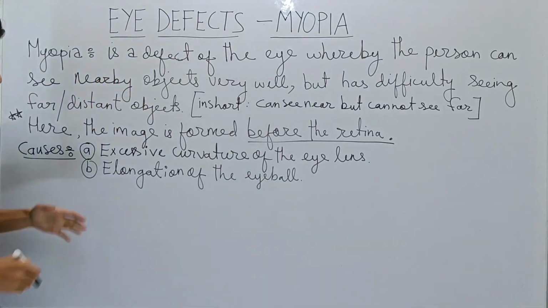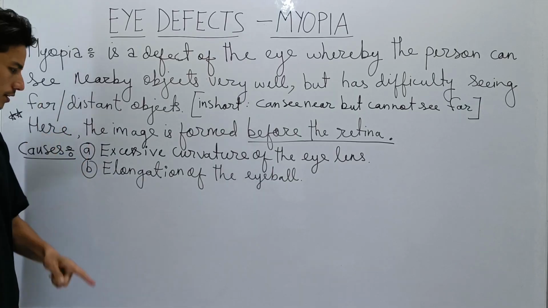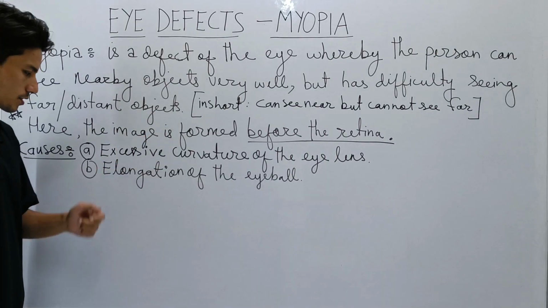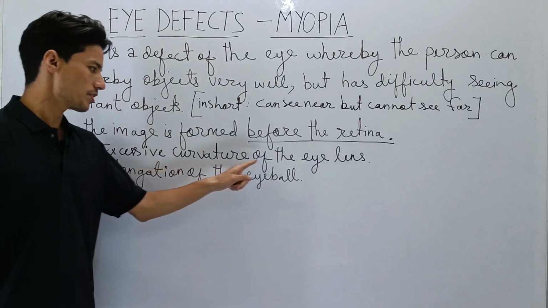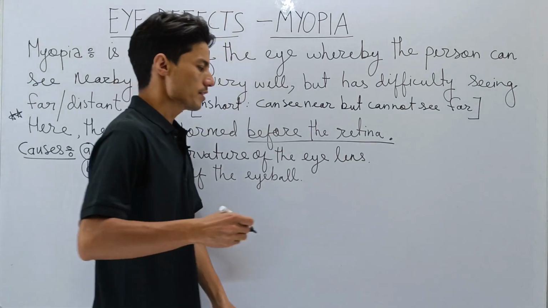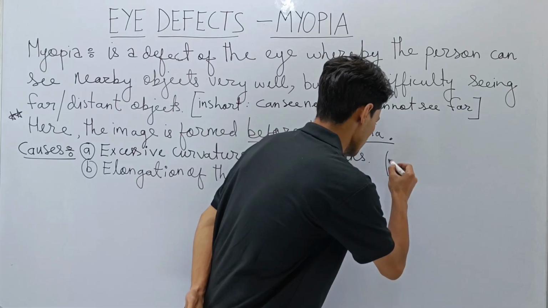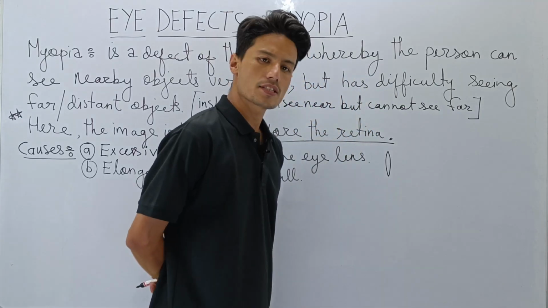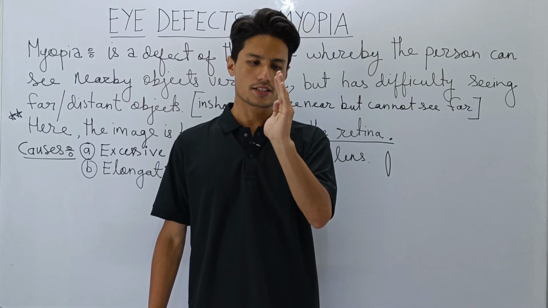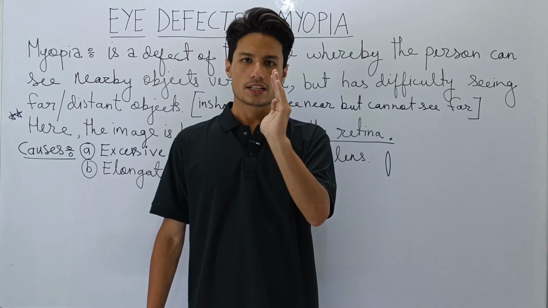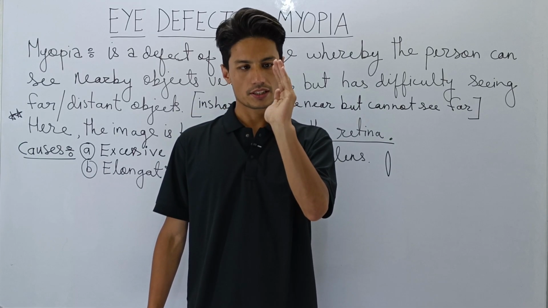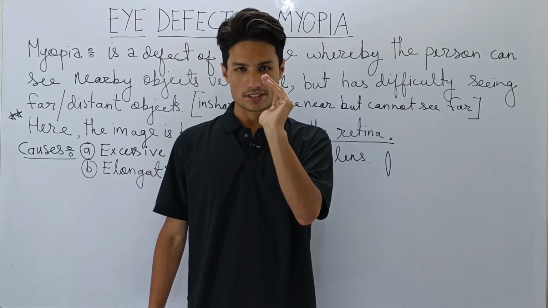So these are the causes. Cause number one may be either one of them. Cause number one can be excessive curvature of the eye lens. What do you mean by excessive curvature of the eye lens? See, let's say normally our eye lens are like this. Excessive curvature means the curve will increase. Curve will increase means it will become like this. Okay, when curve increases, something decreases.